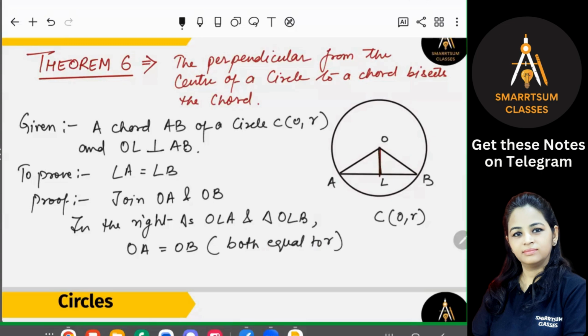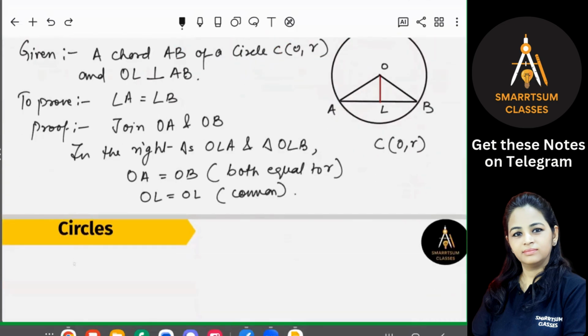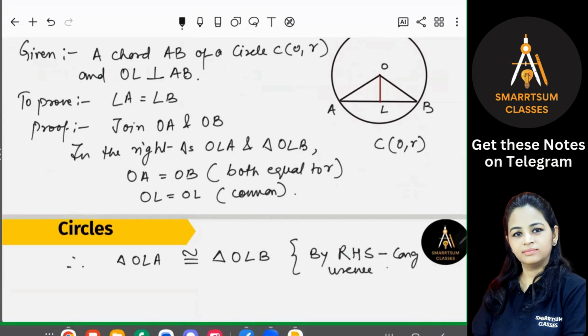Now OL, if you see this line OL, this side is common to both the triangles. OL is equal to OL, right? So this is common. This is the common side, right? Okay, and this is a right angle triangle, which is 90 degrees, right? So we can say that triangle OLA is congruent to triangle OLB. By which congruence criteria? By right angle, hypotenuse, side, RHS congruence criteria.